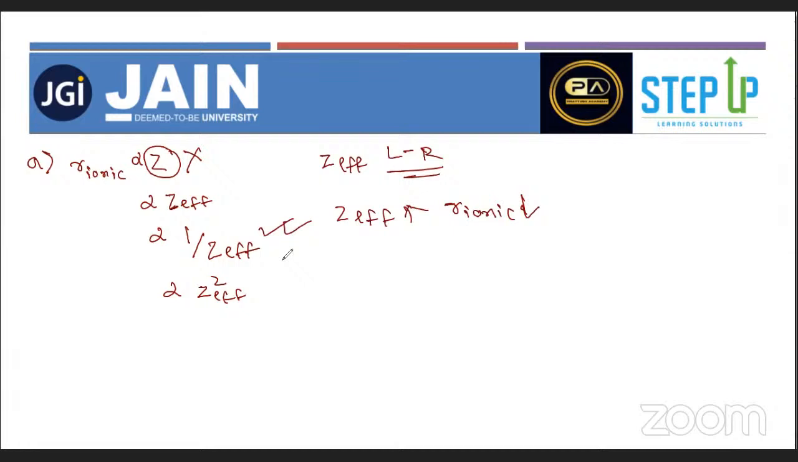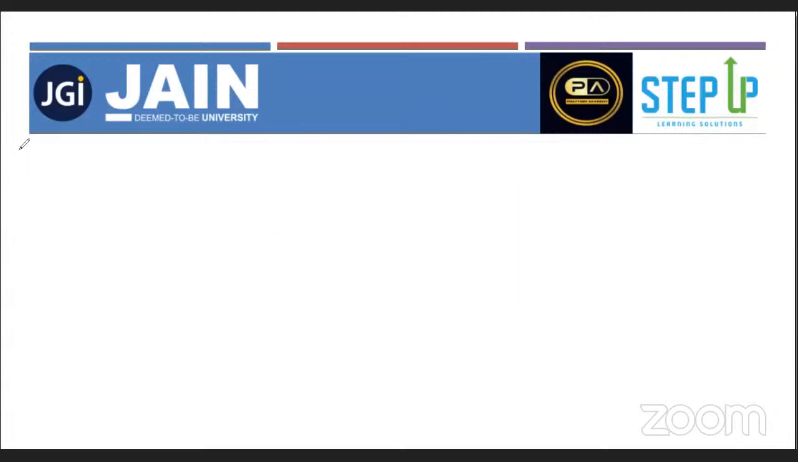In this, the questions that come are very direct, very easy, and very scoring. If you know it, you score it. If you don't know it, you leave it and lose the marks over there. The correct one is 1 by Z effective. Let's try the next question.